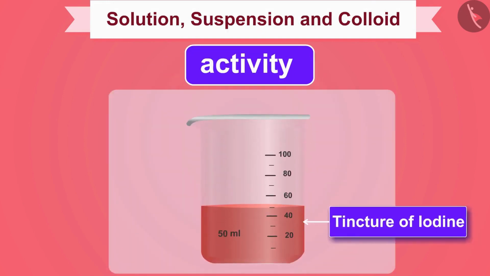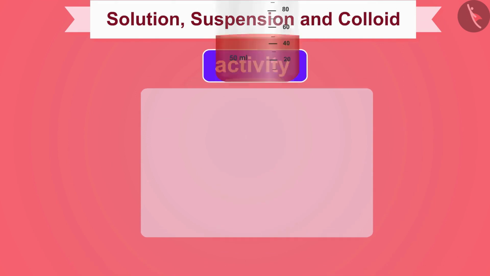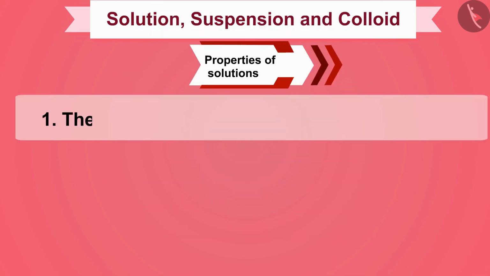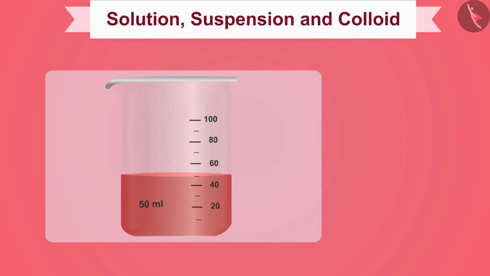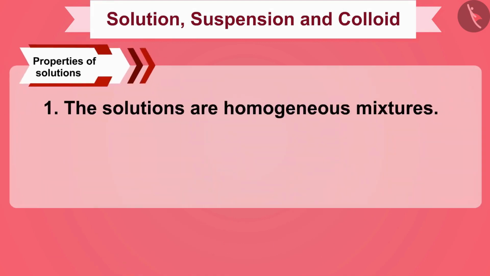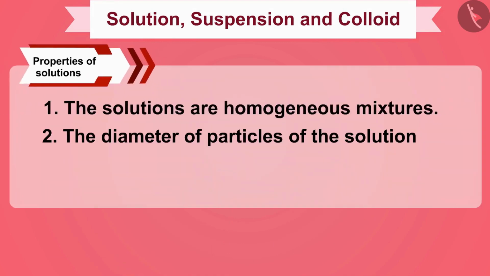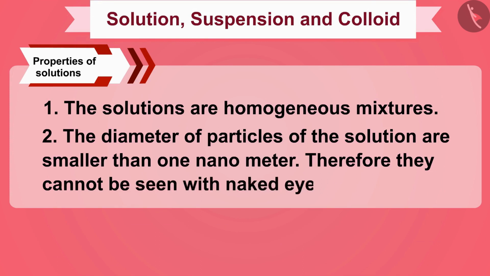Take a tincture of iodine solution in a 50 ml beaker. Is the texture of tincture of iodine the same? Yes. Therefore, we can say that solutions are homogeneous mixtures. Can you see tincture of iodine particles? No. Why? Because the diameter of particles of the solution is smaller than 1 nanometer. Therefore, they cannot be seen with the naked eyes.